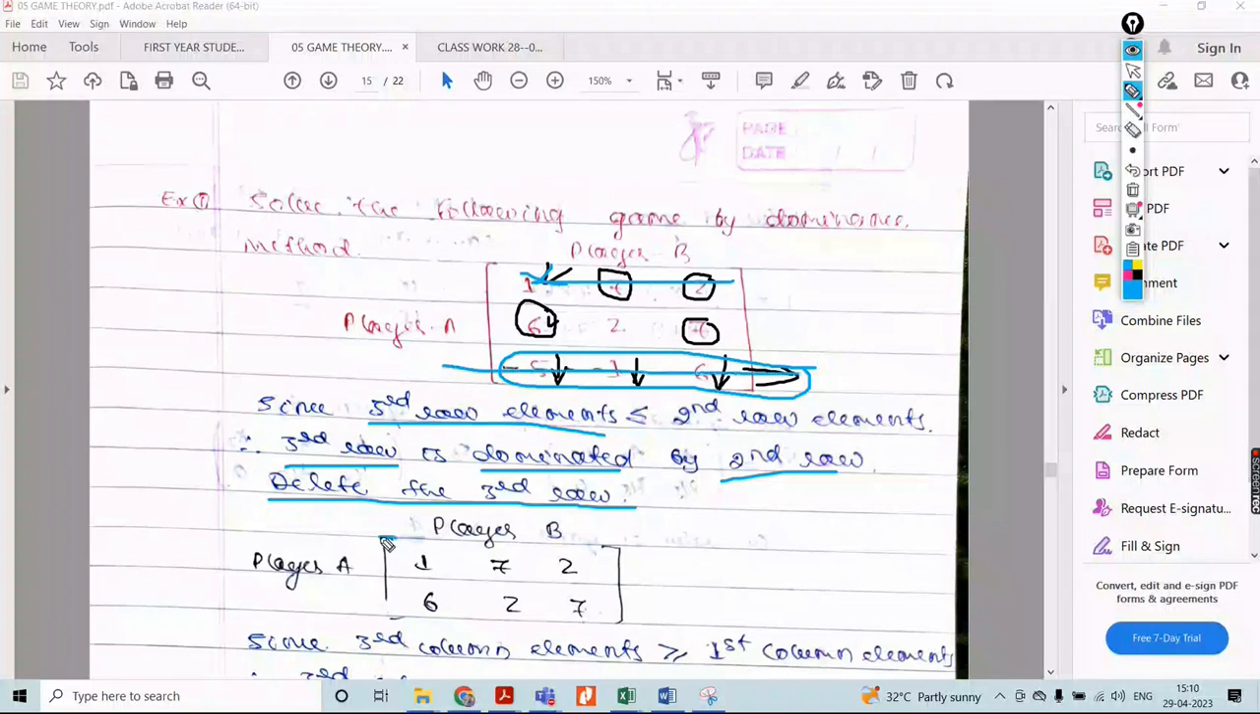Then update it, you have to write the matrix. What are the elements? 1, 7, 2, 6, 2, 7. Any doubt on it? Is this clear? Raise your hand.